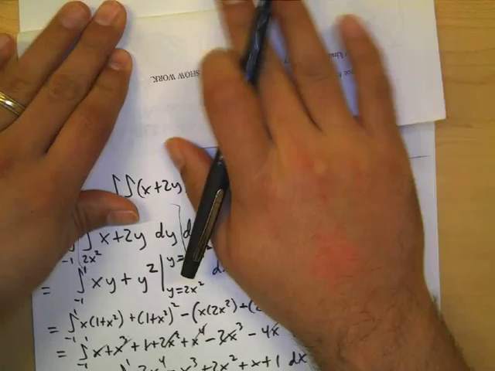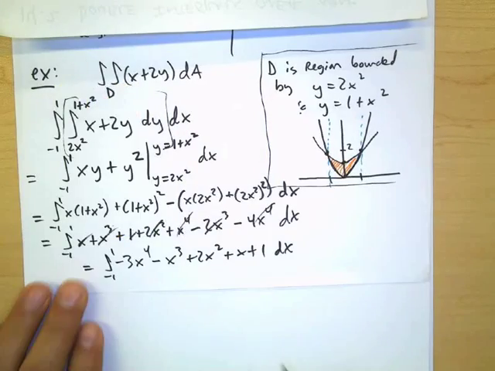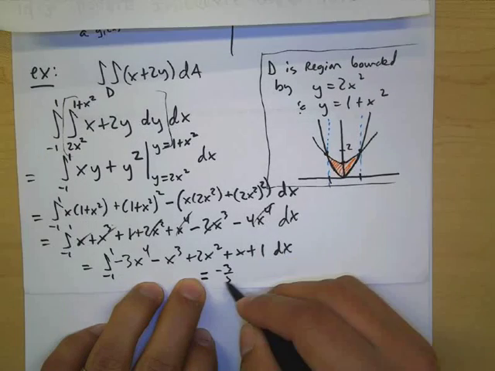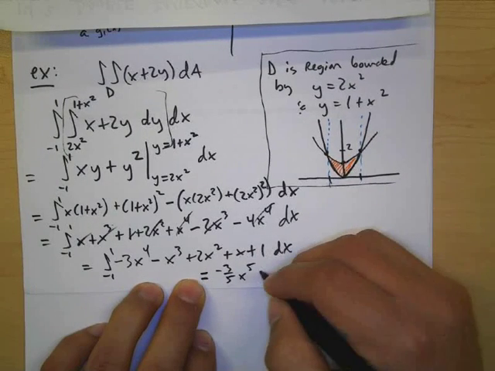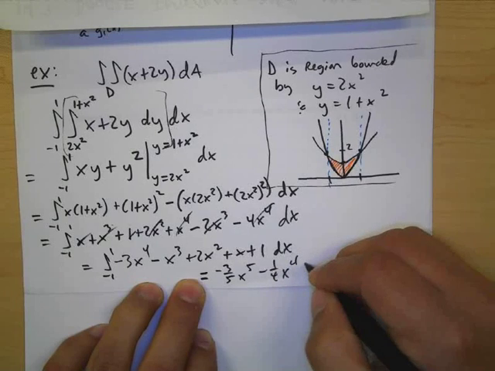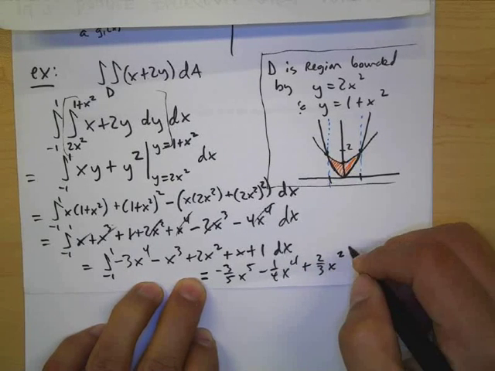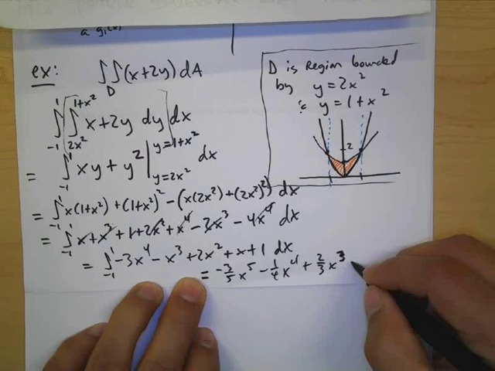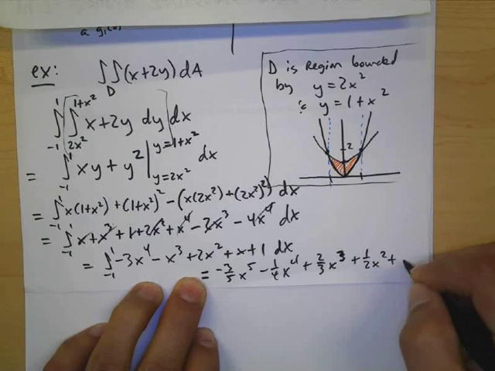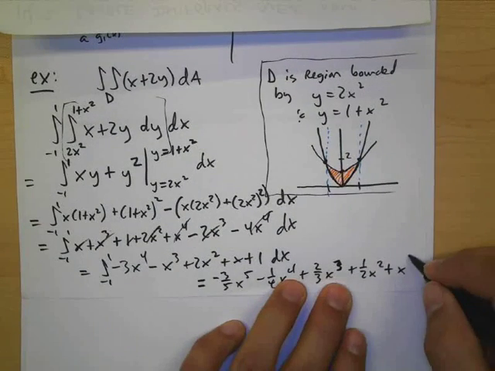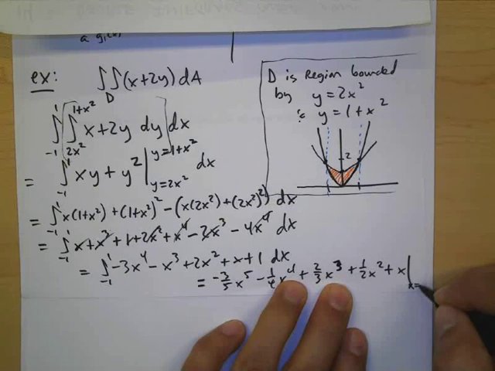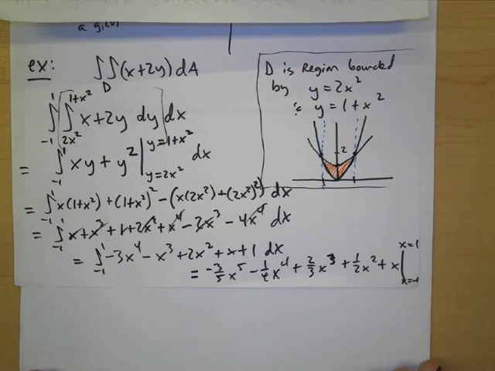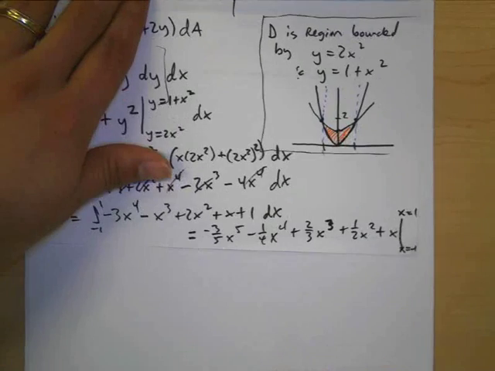Before you plug in negative 1 to 1, when you integrate, you get negative 3/5 x to the 5th minus 1/4 x to the 4 plus 2/3 x cubed, sorry, not squared, plus 1/2 x squared plus x. And that is from x equals negative 1 to x equals 1. I don't know what that is, but you can figure it out.